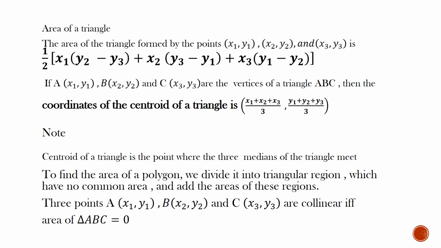To find the area of a polygon, we can divide it into triangular regions which have no common area and add the area of these regions. Also, we can say 3 points A (x1, y1), (x2, y2) and (x3, y3) are collinear if and only if area of the triangle is equal to 0. That means if area of the triangle is 0, we can say the points are collinear.